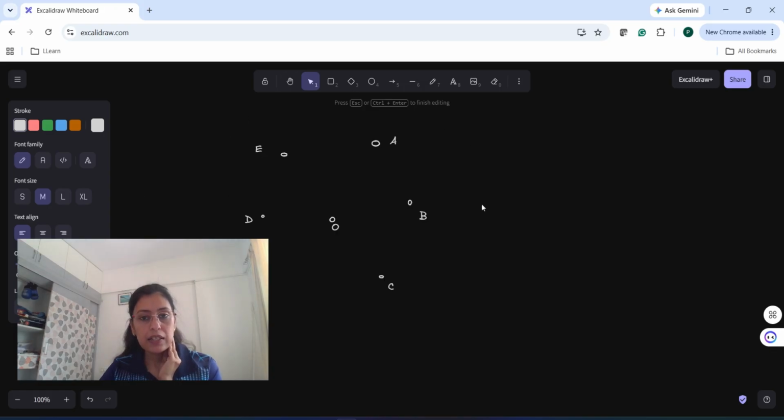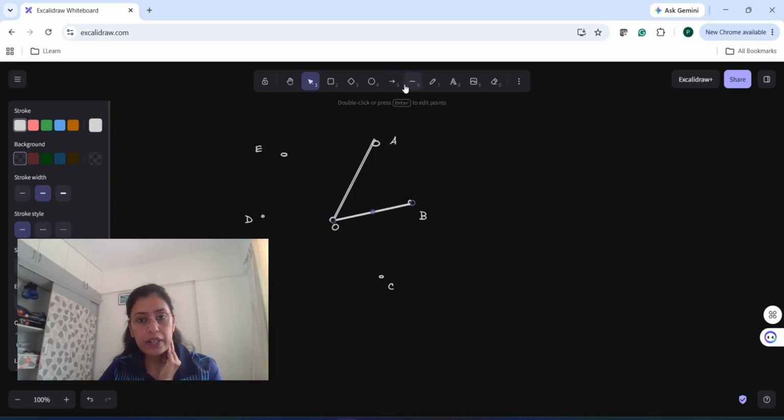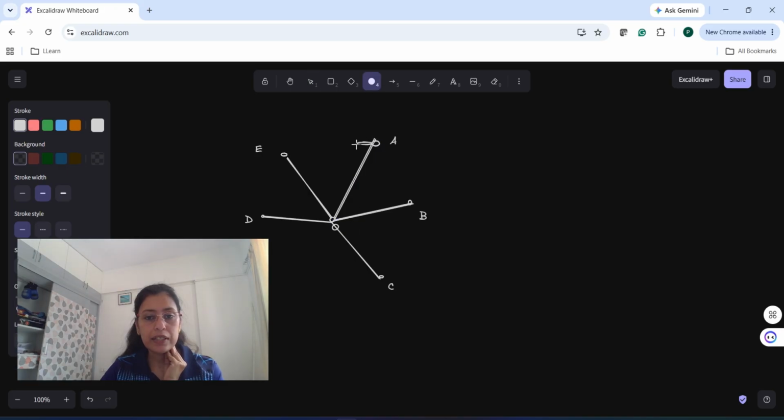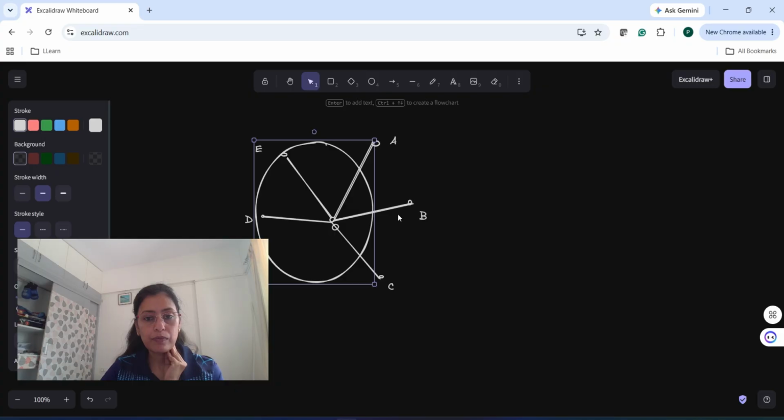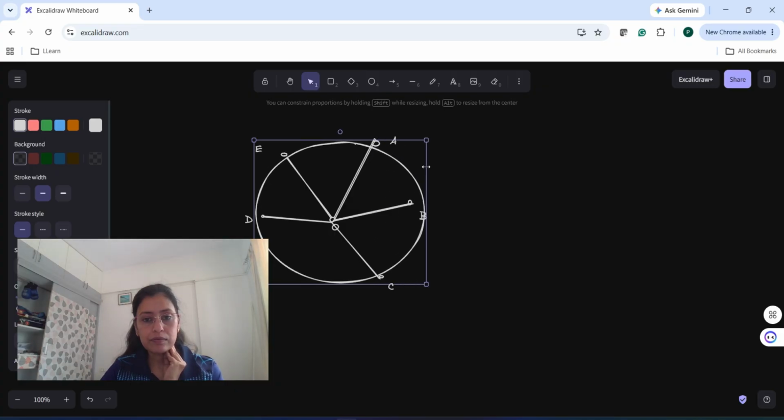So all these points are there in this plane. This plane is the screen of the laptop. And now what I'm saying is, if OA is equal to OB, all these points, if they are at an equal distance from O, which means OA is equal to OB is equal to OC is equal to OD is equal to OE, then these points actually make a circle with the center O. Here I'm not measuring it, it may not be equal.